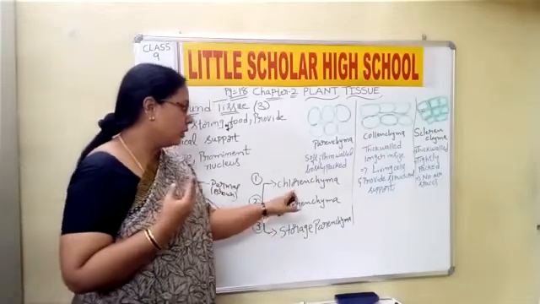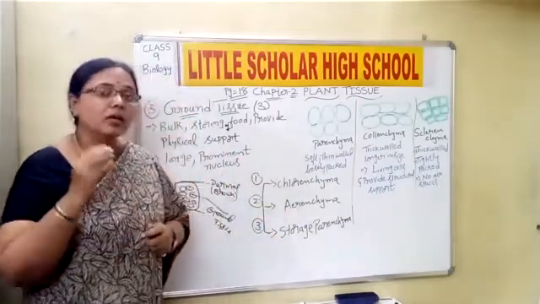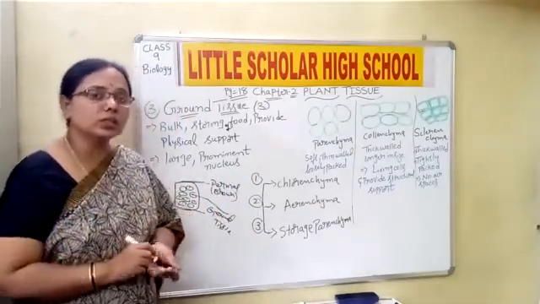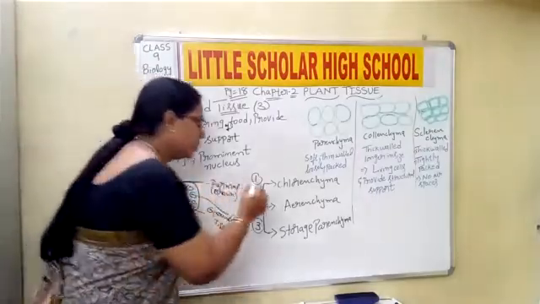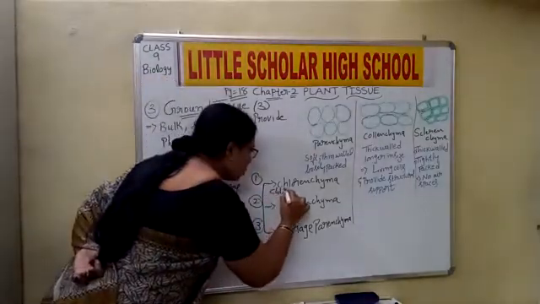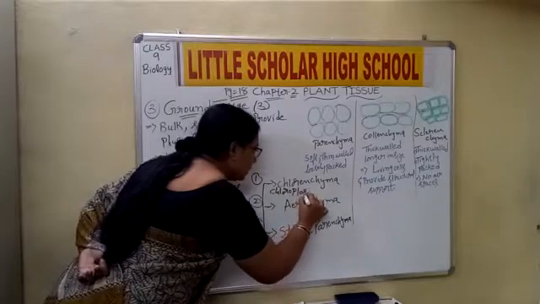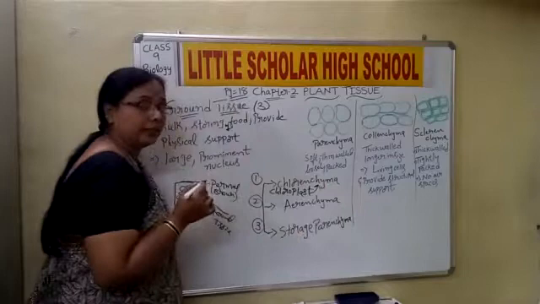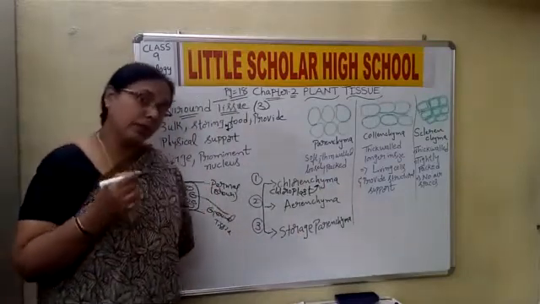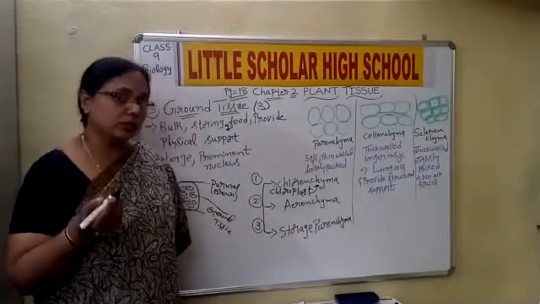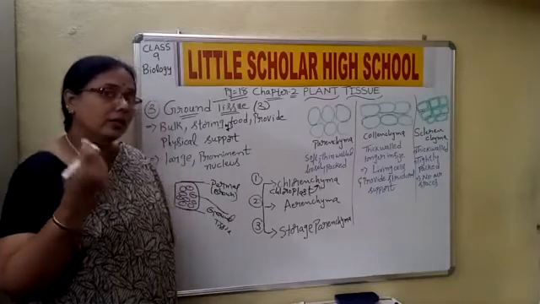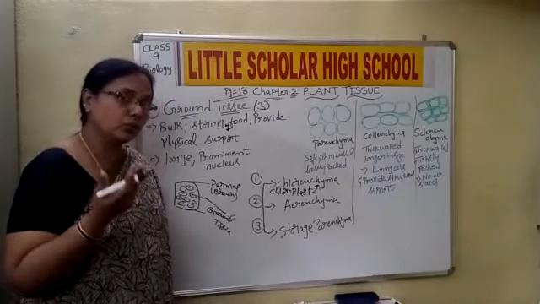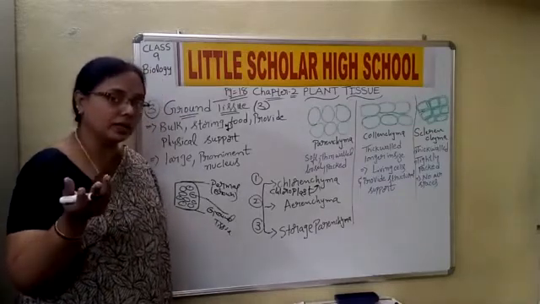Now what do you understand by chlorenchyma? The parenchymatic tissues which store chloroplast in them. All of you know that chloroplasts are the cell organelles which play a major role in the process of photosynthesis, trapping the sun's energy. In photosynthesis we have two reactions, light reaction and dark reaction.